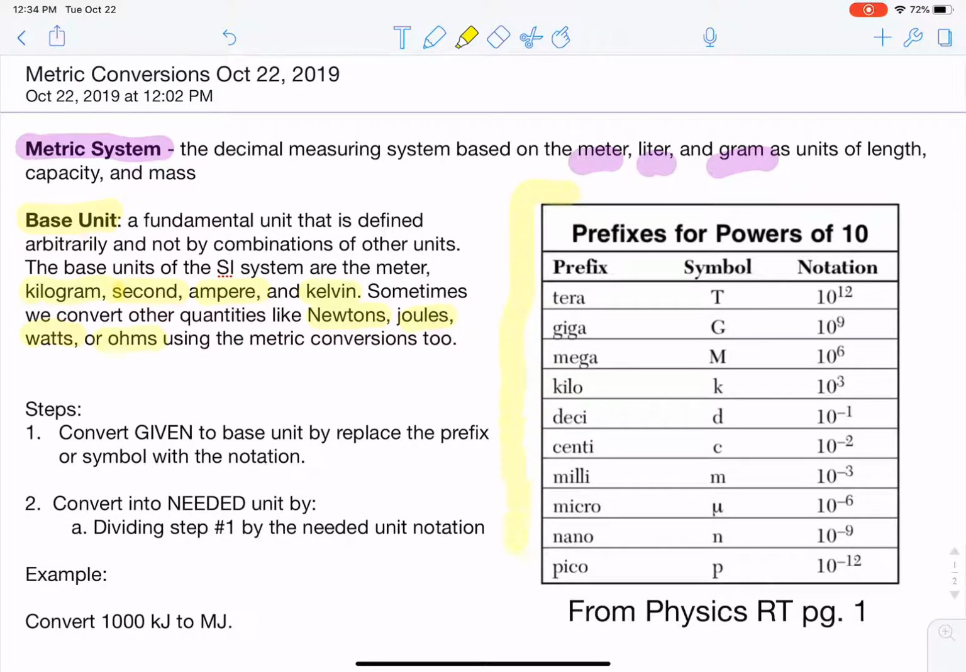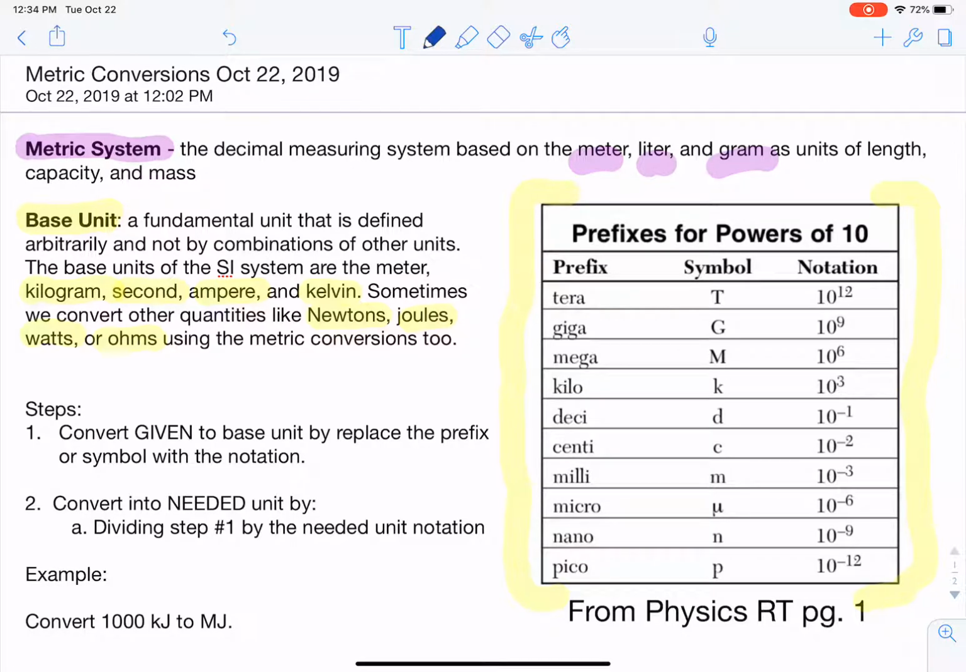So let's look over here. This is the Physics Reference Table. This is on the bottom left corner of the first page of the Physics Reference Table. You don't need to memorize any of these prefixes because you can just use this table to help you out with your conversions, which is awesome.